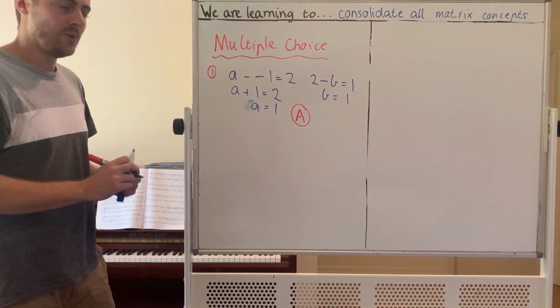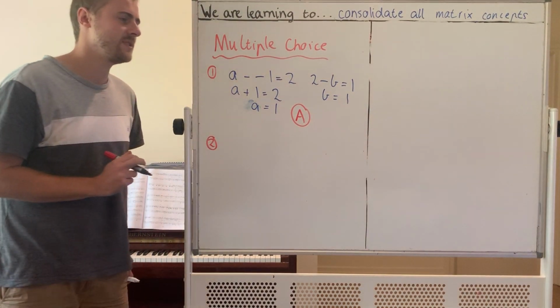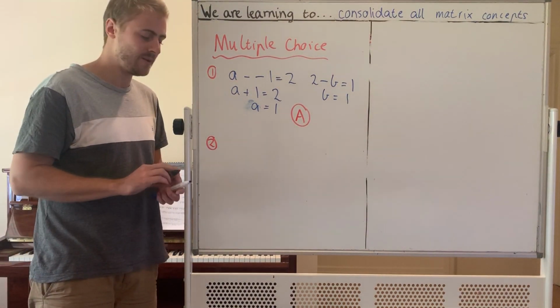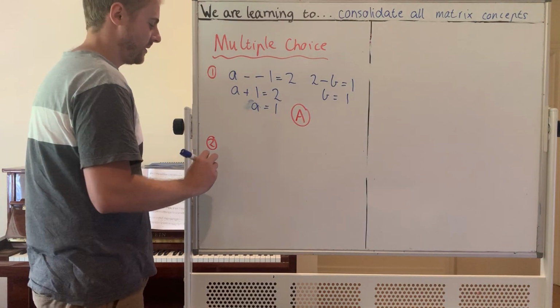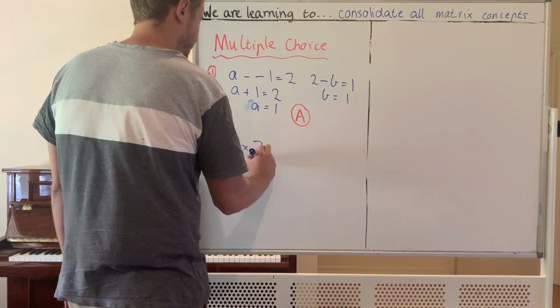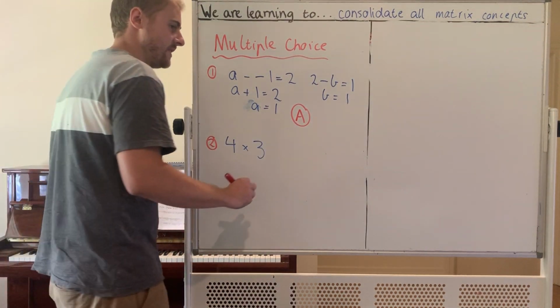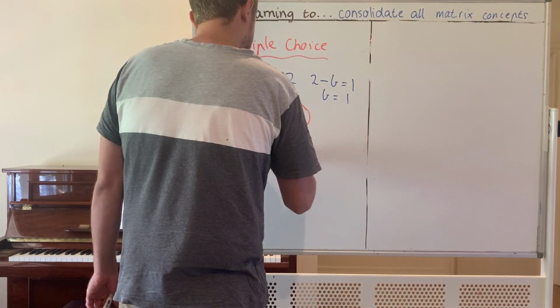Question 2 is just an order question. So we have a pretty big matrix here. We just need to work out how many rows and how many columns it has. So you look through, you count. It has 4 rows, 3 columns. It's a 4 by 3 matrix, meaning our answer is C.